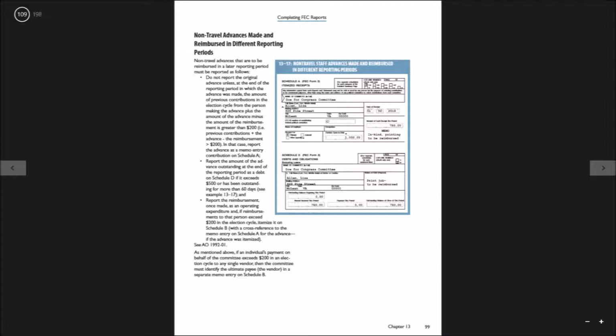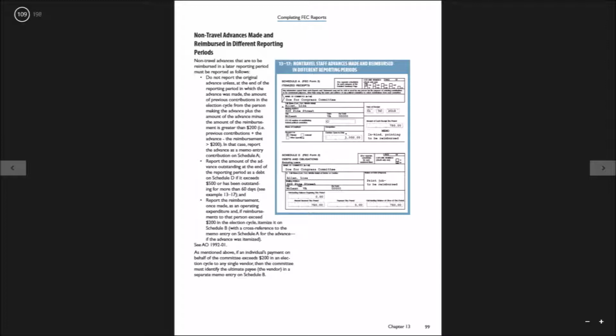Report the amount of the advance outstanding at the end of the report period as a debt on Schedule D if it exceeds $500 or has been outstanding for more than 60 days. See example 13-17. And report the reimbursement once made as an operating expenditure. And if reimbursements to that person exceed $200 in the election cycle, itemize it on Schedule B with a cross-reference to the memo entry on Schedule A for the advance, if the advance was itemized.